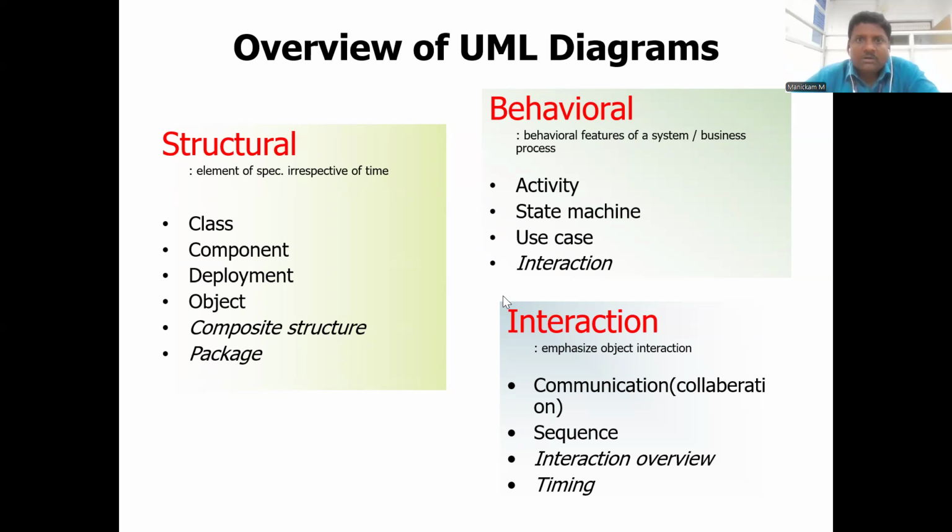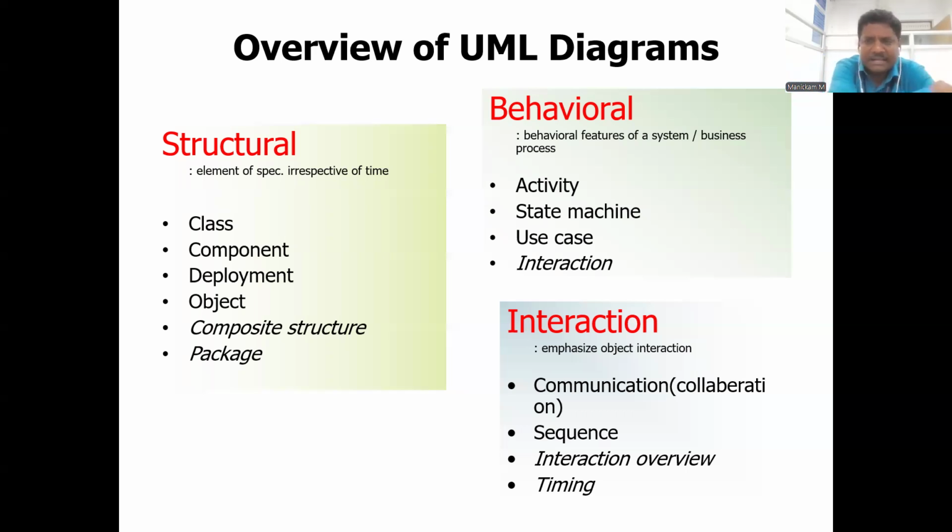Hello everyone. Now we are going to see, in object-oriented concepts, what is structural, behavior and interaction, which come under UML. Structural contains classes, component, deployment, object, composite structure, and packages. So these are elements specific irrespective of time. Behavior means behavior features of a system or a business process: activity, state machine, use case, and interaction.